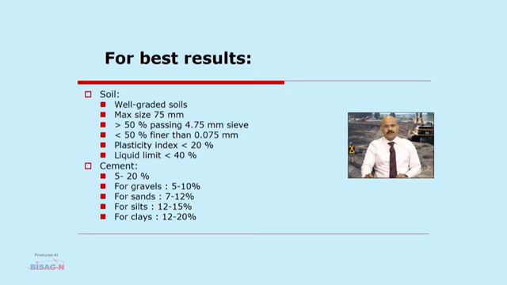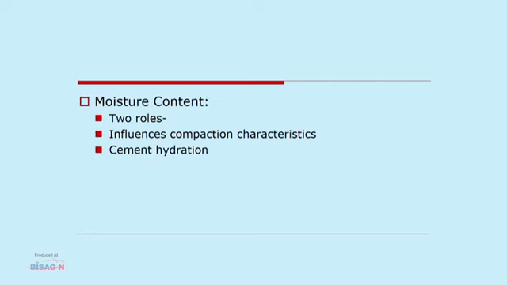Soil should be well graded, maximum size 75 mm. Not greater than 50% should pass the 4.75 mm sieve. 50% should be finer than 0.07 mm. Plasticity index should be less than 20%. Liquid limit should be greater than 40%. Cement used by weight is 5 to 20%: for gravels 5 to 10%, for sand 7 to 12%, for silts 12 to 15%, for clay 15 to 20%. Moisture content has two roles: it influences compaction characteristics and cement hydration.